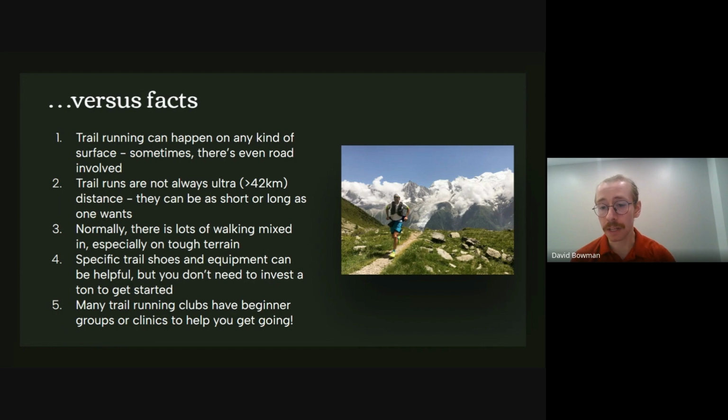There's also typically quite a bit of walking mixed in, especially if we're trail running on a tougher or maybe more uphill terrain. I would also add that specific trail running shoes and equipment can be helpful, but for someone who's getting started and thinking about trying to get into it for the first time, you really don't need to invest a ton to kind of get things off the ground. And I would also add that there are a lot of trail running clubs that have beginner-friendly groups or maybe social paces that can kind of help you get going and get more familiar with the sport.